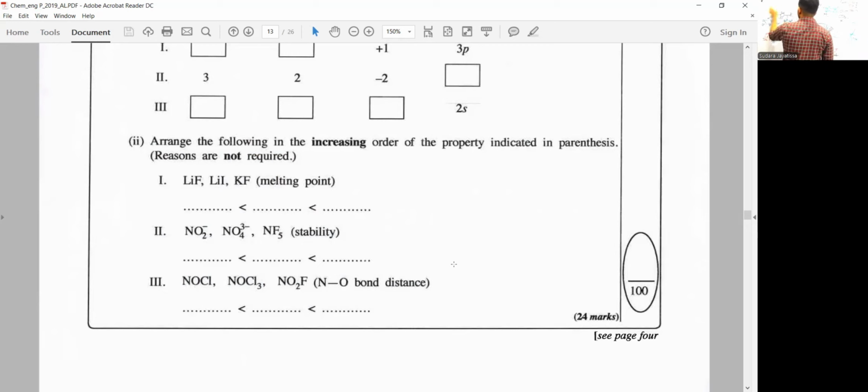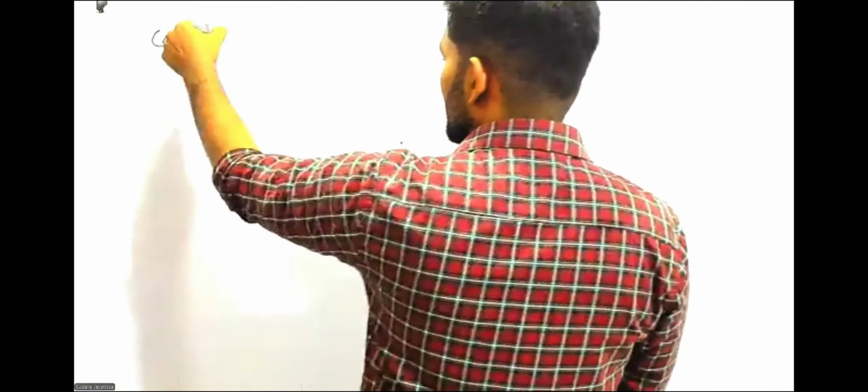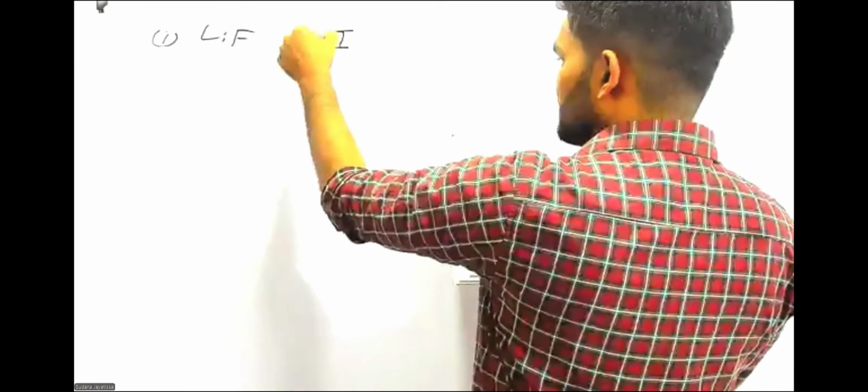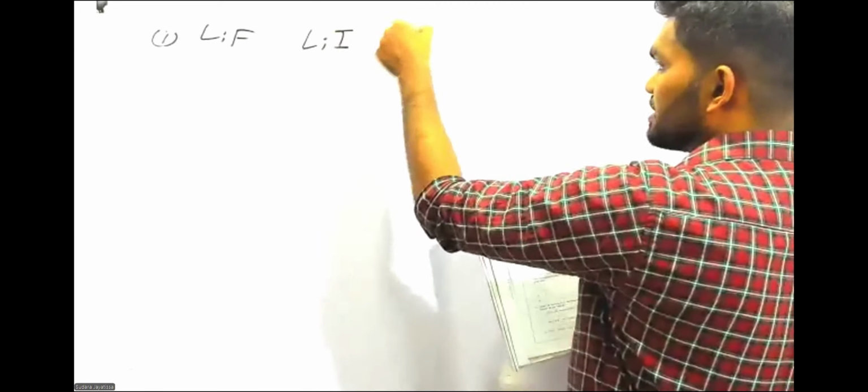First one is from ionic bonding, which we haven't done in our theory classes yet. But anyway, I'll tell the answer, in case you use this recording in future for studies, you should have this melting point thing also. So it is asking you to compare the melting points of lithium fluoride, lithium iodide, and potassium fluoride.